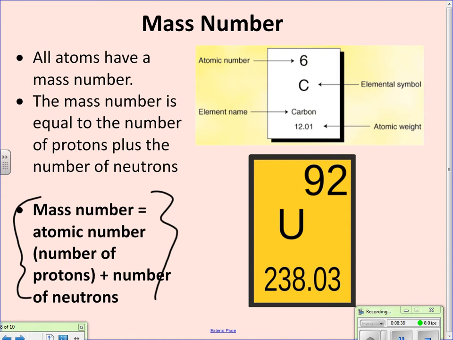So going to our carbon atom, carbon has an atomic number of 6. Carbon has an atomic weight. Now notice it's 12.01. What I want to do to find the mass number is I need to round the atomic weight. So my mass number for carbon is going to be 12.